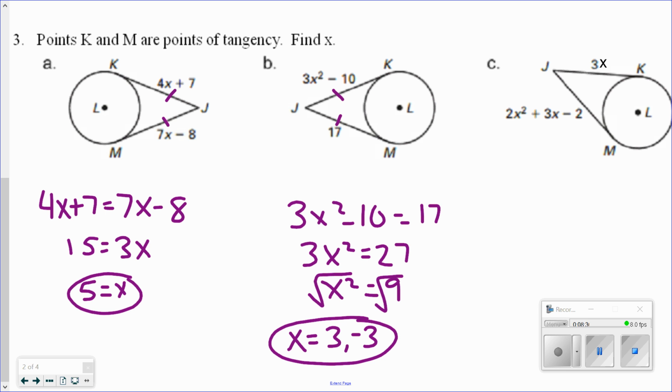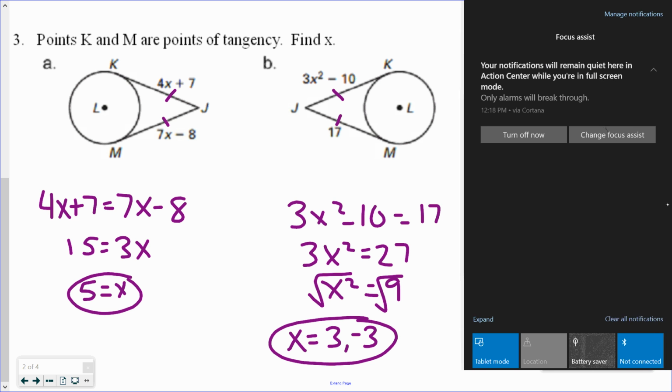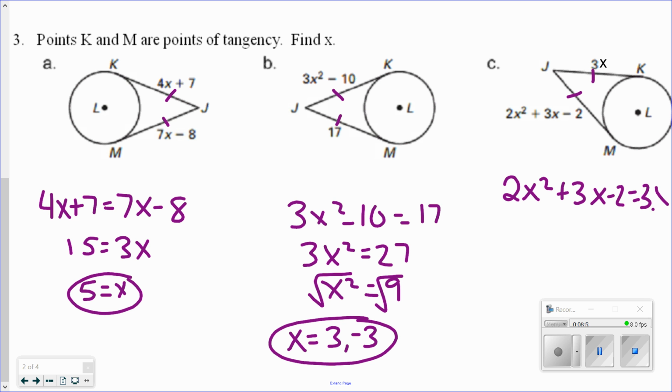And finally, part C, I know that these 2 segments are once again congruent. So let's set them equal to each other. So I get 2x squared plus 3x minus 2 is equal to 3x. We'll notice that we have 3x on both sides of the equal sign, so those cancel out, and I'm left with 2x squared minus 2 is equal to 0.